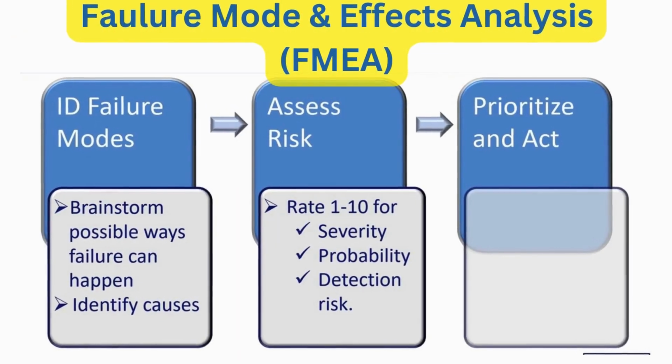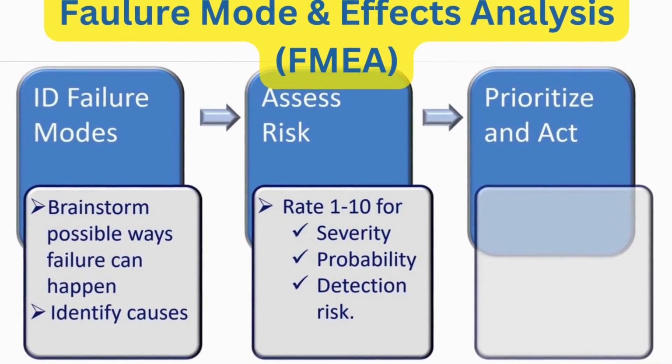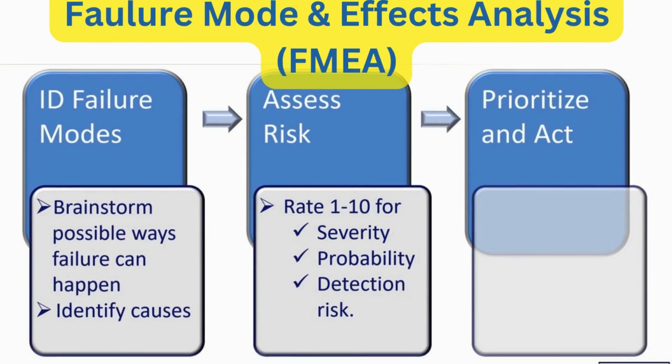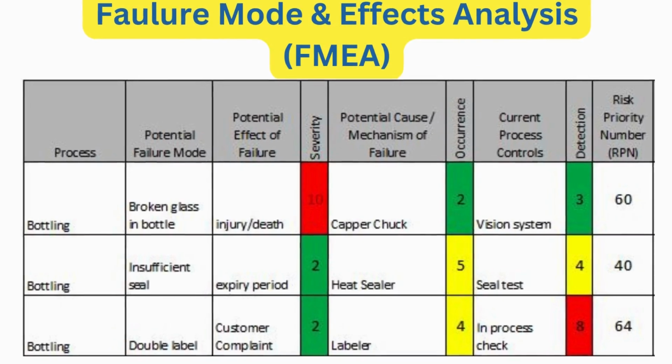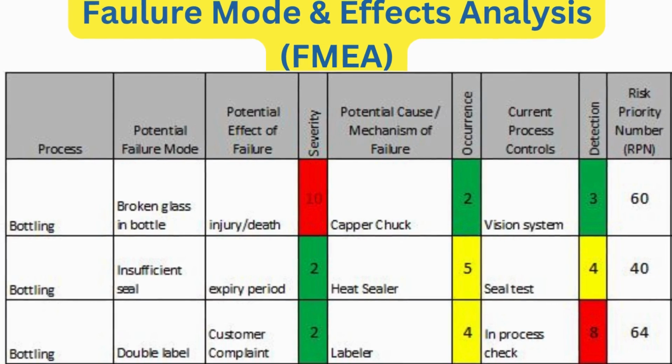Let's explore failure mode and effects analysis, FMEA, a technique focused on identifying potential failure modes and their impacts. Begin by listing all possible failure modes of equipment or processes. Consider factors such as design flaws, operational issues, or material defects. Assess the potential impact of each failure mode on safety, operations, and product quality. Evaluate each mode based on its severity, likelihood of occurrence, and ability to detect before causing harm.